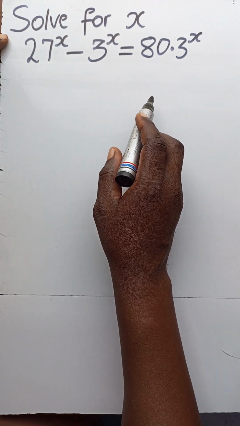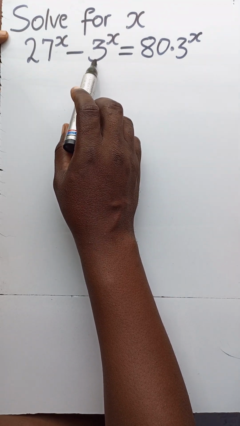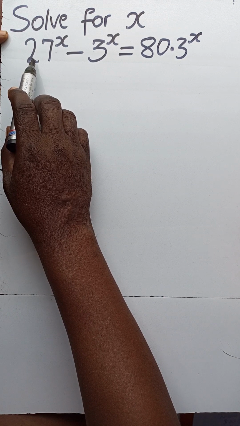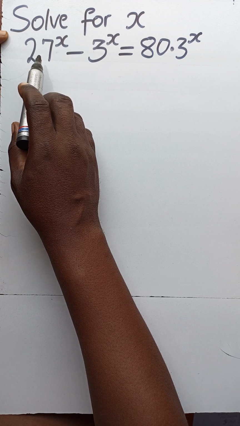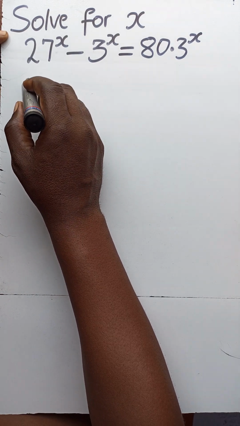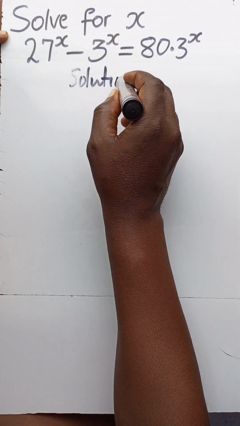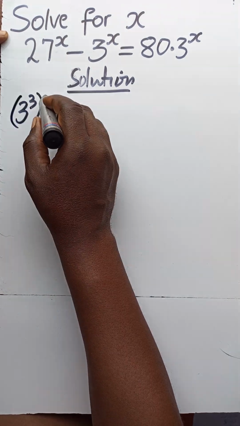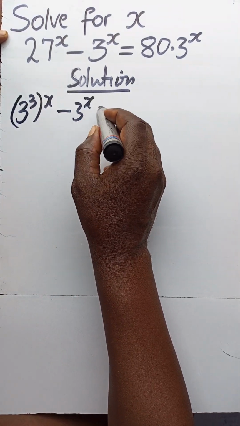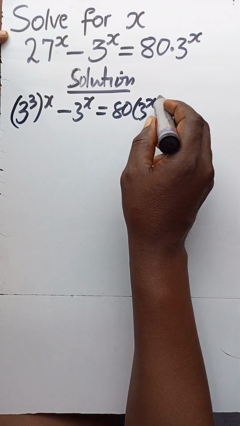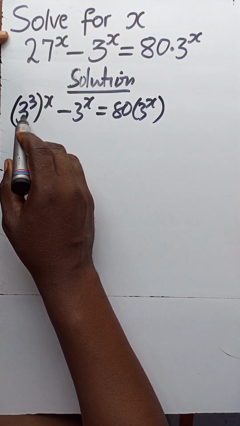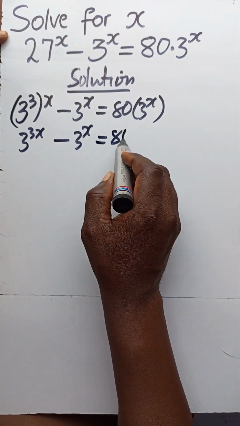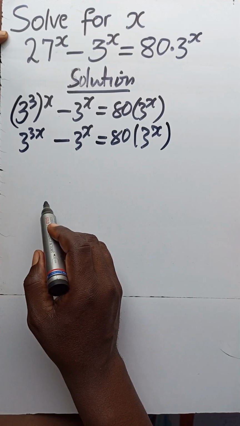Okay, so if we look at it, we see this one is already in the simplest form, but 27 to the power x can be further simplified by changing 27 to an index number whose base is 3. We all know that 27 is 3 cubed, but 27 was raised to the power x. So this one becomes 3 to the 3x.